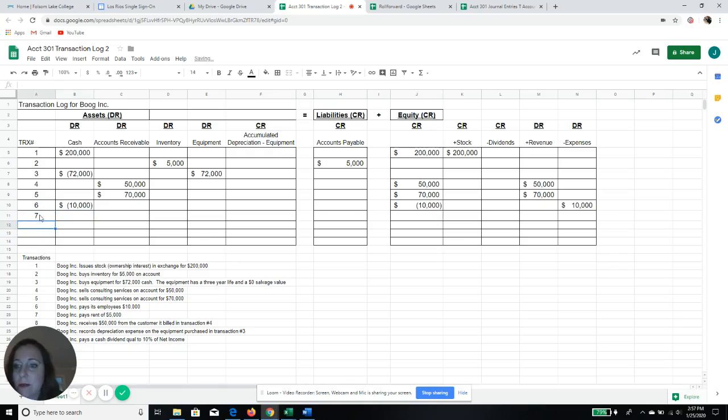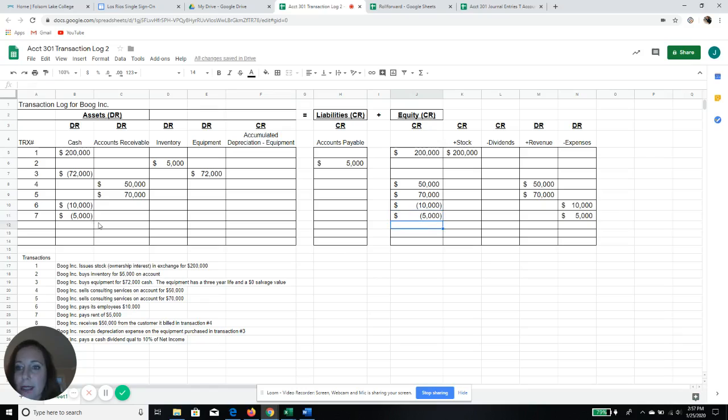Transaction 7, Boog Inc. is going to pay rent of $5,000. So we're going to decrease cash. Landlords, much like employees, do not like to be paid with a promise to pay. They want cash. So we're going to decrease cash $5,000. Rent is also an expense. So we've increased our expenses by $5,000. Expense is negative equity. So an increase to expenses is a decrease to equity.